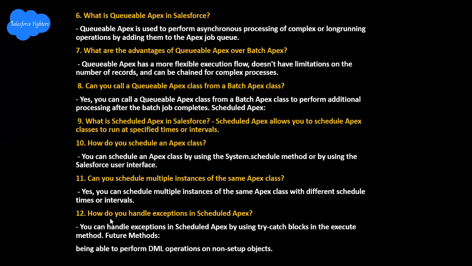Next question. How do you handle exceptions in Schedule Apex? You can handle exceptions in Schedule Apex by using a try-catch block in the execute method, future methods being able to perform the DML operation on non-setup objects.